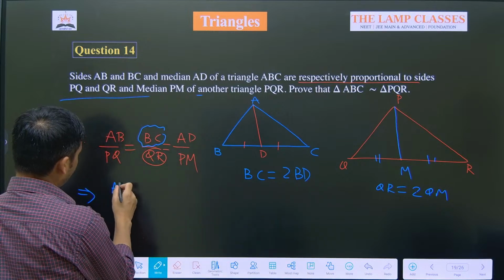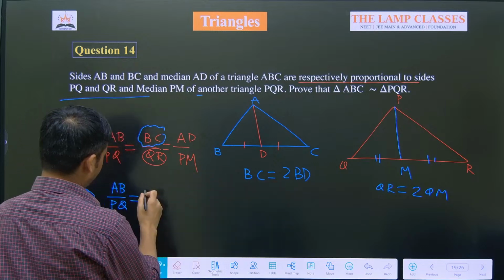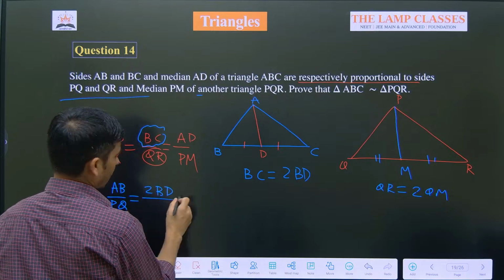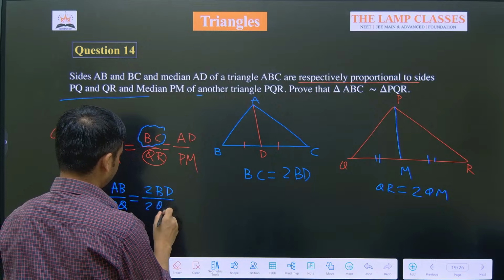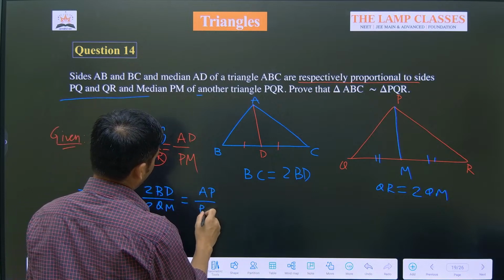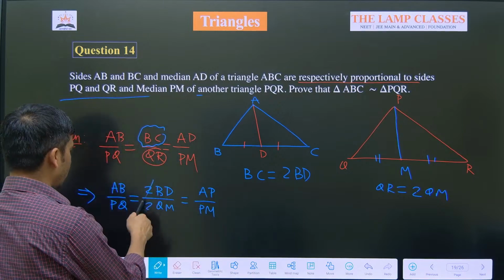So AB and PQ we are not disturbing. BC I am writing 2 BD. QR we are writing 2 QM. AD and PM I am not disturbing. Did you all do it like that? So these two and these two we got.